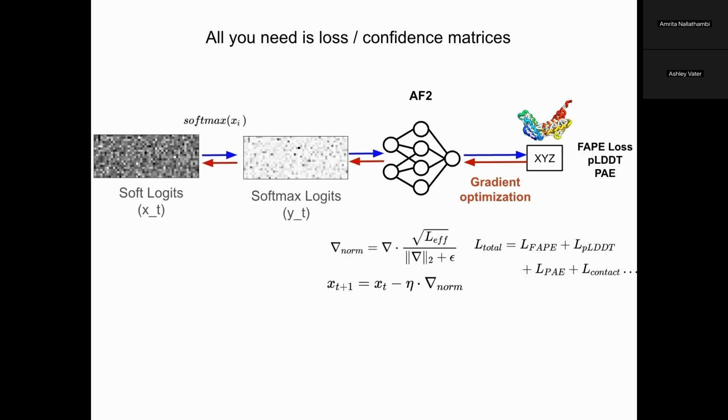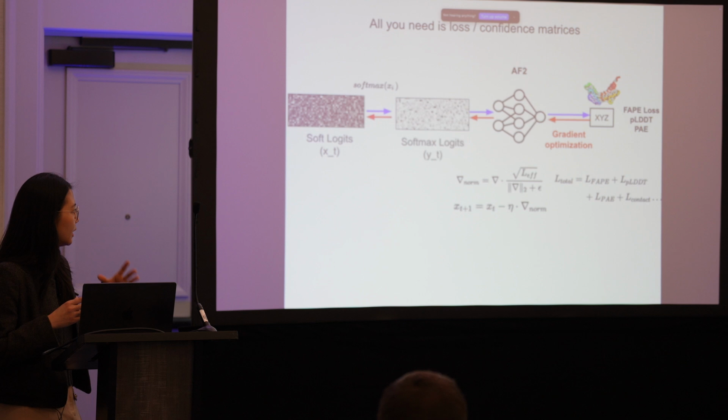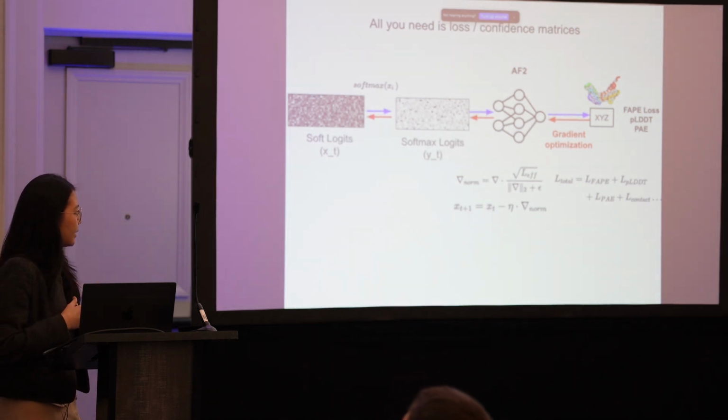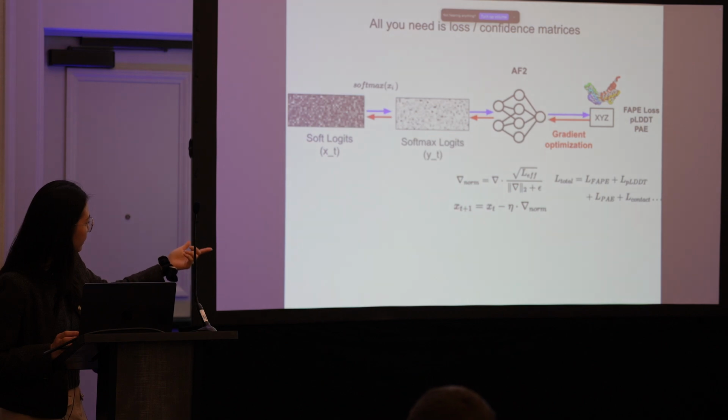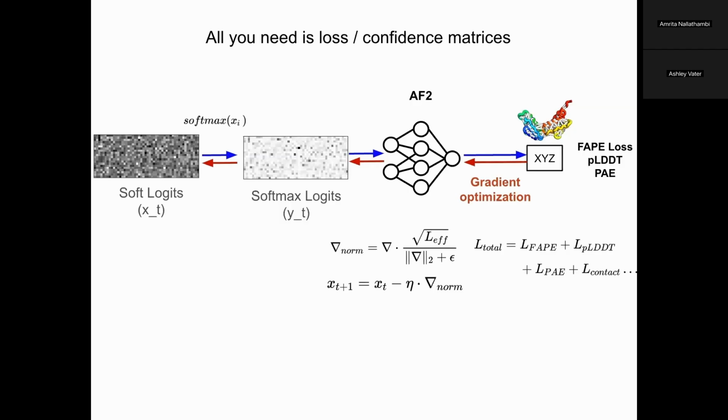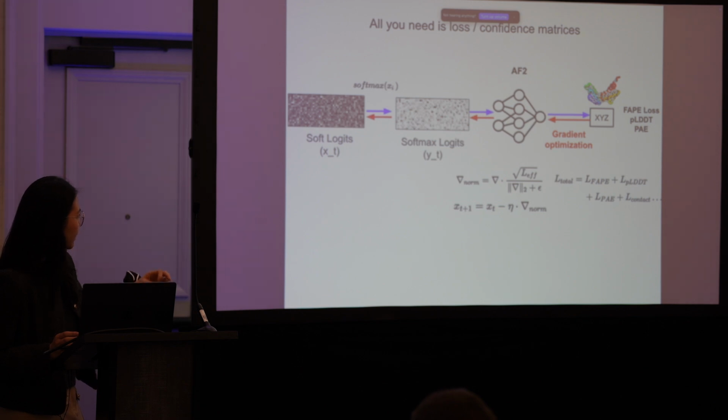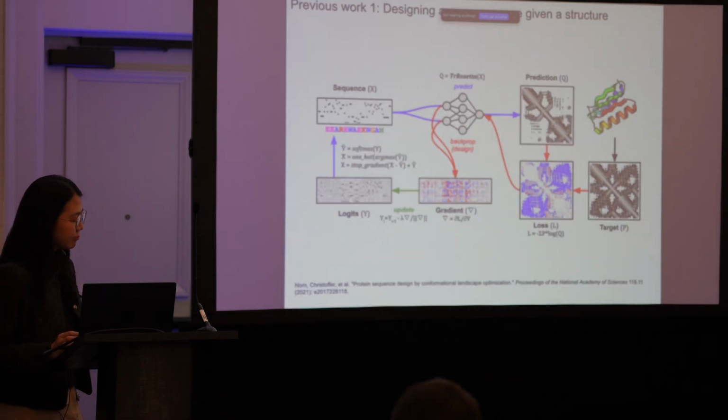In this case, you can prevent the model from suffering from a very small amount of gradient or a very large amount of gradient, so it prevents your model from becoming really unstable. And you can also modulate the learning rate in this case. You multiply the learning rate with the gradient you calculated throughout this model, and you subtract that from the original logits to update them for the next step.